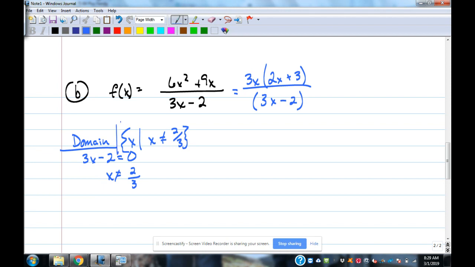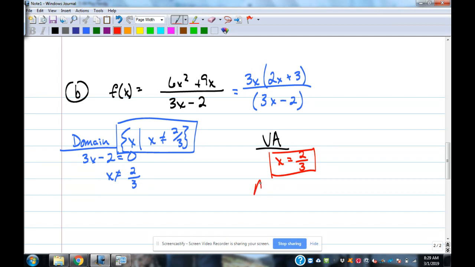So we got the domain already. The simplified thing, it doesn't even simplify because nothing cancels out. So vertical asymptotes, because nothing canceled, our vertical asymptote matches our domain. So it's x equals 2/3.